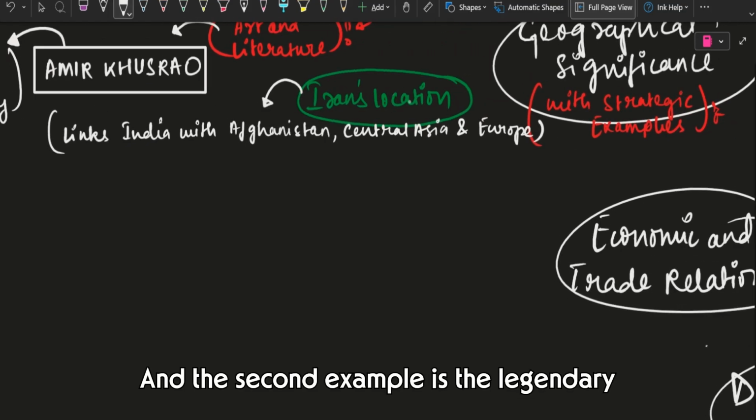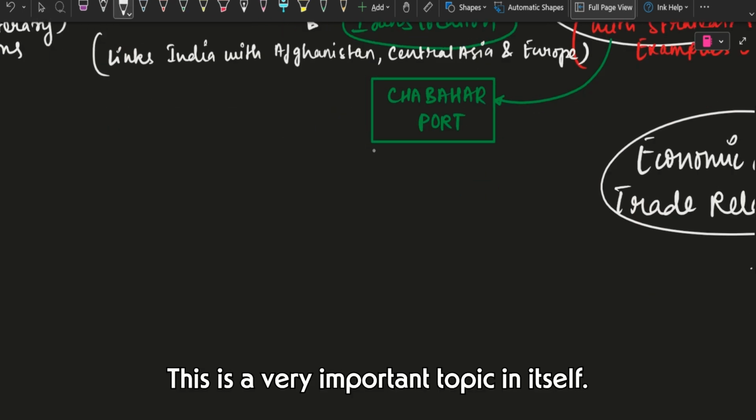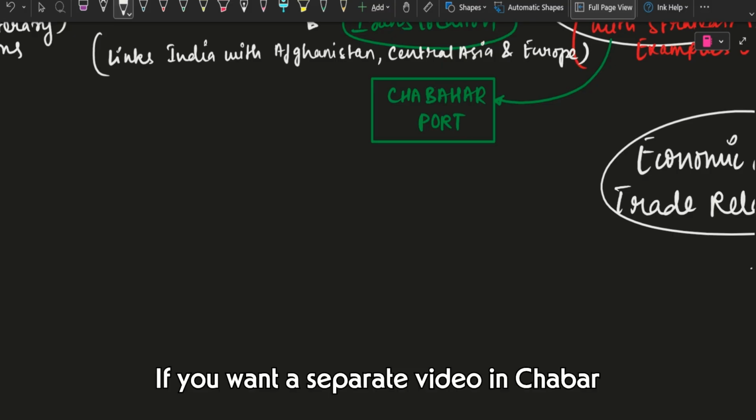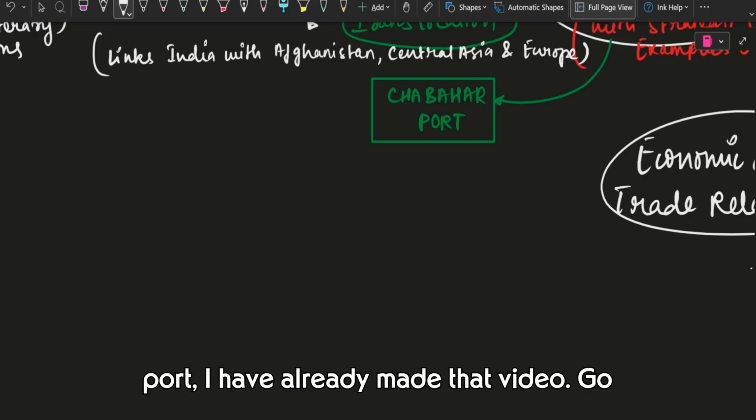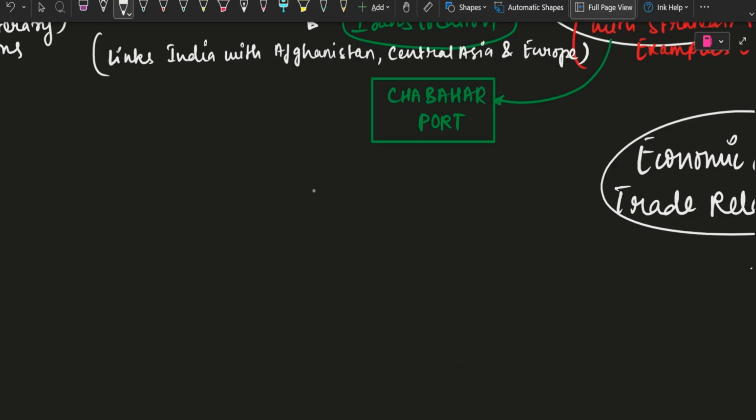And the second example is the legendary Chabahar Port. This is a very important topic in itself. If you want a separate video on Chabahar Port, I've already made that video. Go check it out from the I button or from the video list in my channel. Now, Chabahar Port is in Sistan, Balochistan province of Iran.